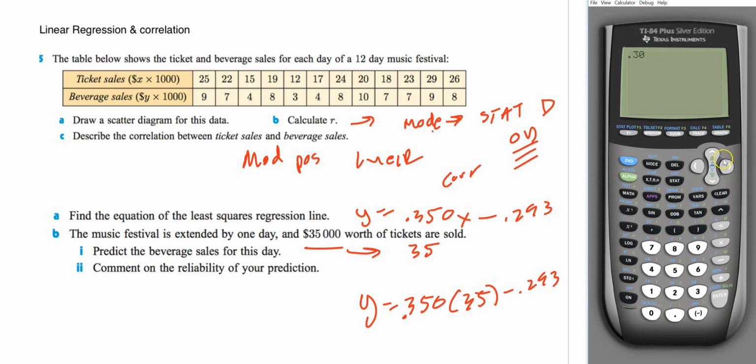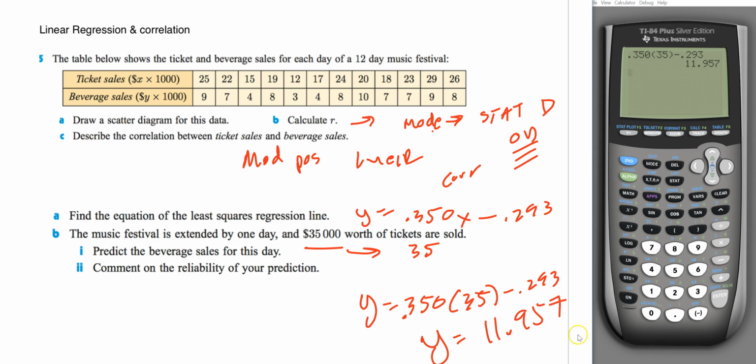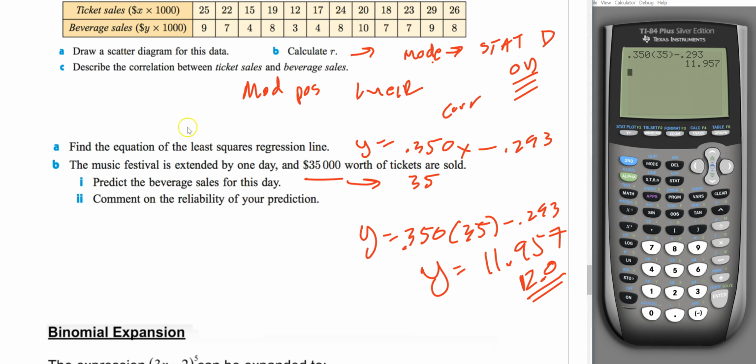So 0.350 times 35 minus 0.293. This is a good time for me to tell you, don't forget 3 sig figs. IB, it only matters on paper 2, they want 3 sig figs. It's right here, 11.957. I'll just round that to 12, because 3 sig figs. So 12. So we got 12,000 beverage sales that day because it's in thousands.